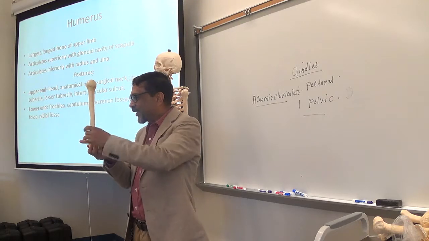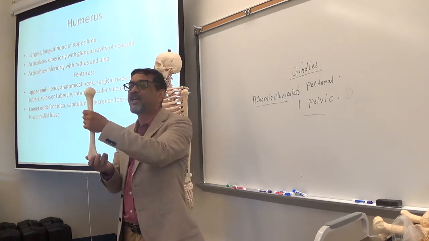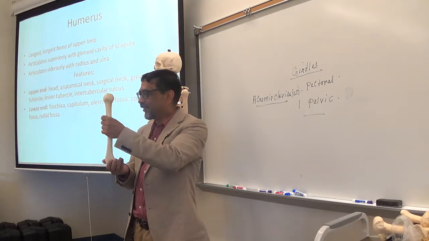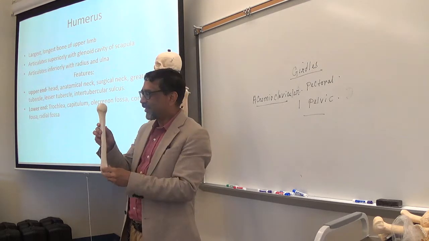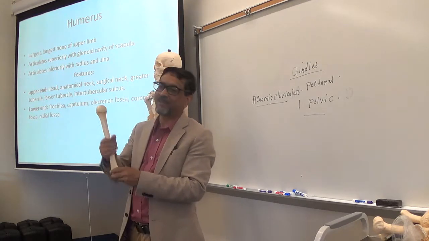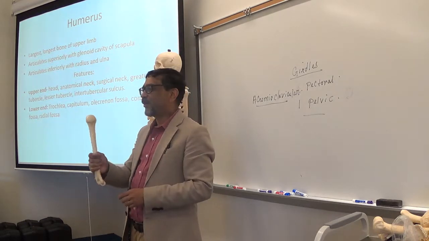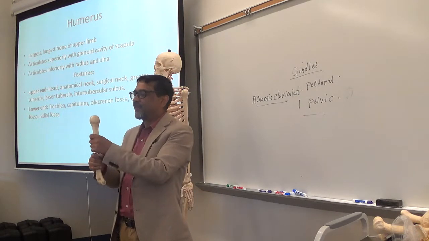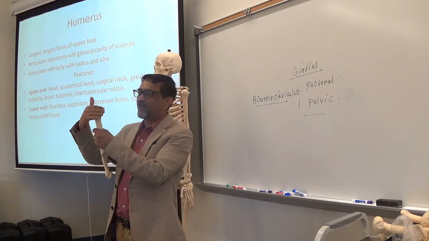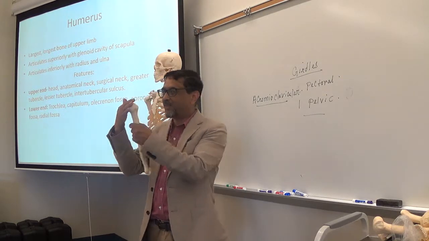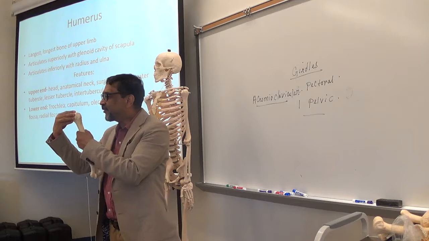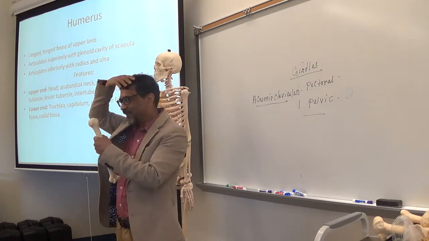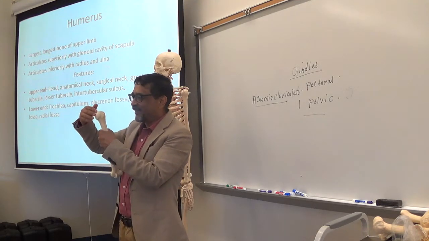And they are connected by this part, right? This is called the shaft. So it has two ends and a shaft. Make sense? Now let's see the upper end. This nice, smooth, round structure is called the head. So this is the head.